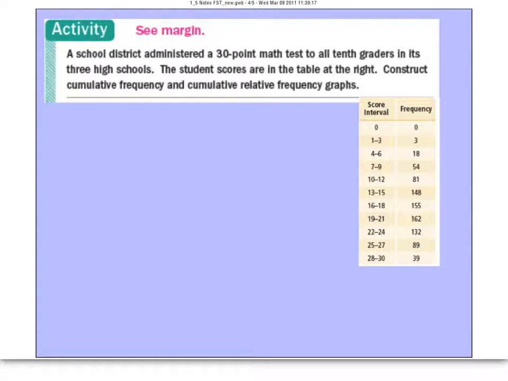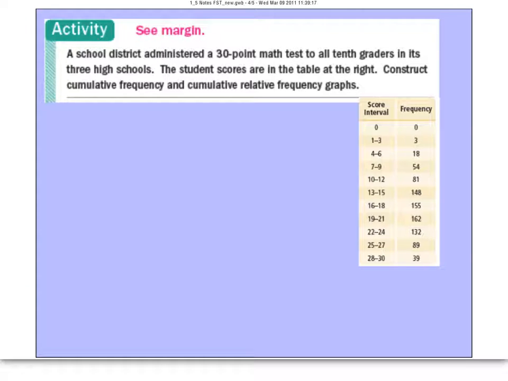For learning objective B, I'm going to show you how to construct cumulative frequency and cumulative relative frequency graphs. So we have here a school district administered a 30-point math test to 10th graders, and it looks like we have the frequency counts of the scores from 0 to 30.